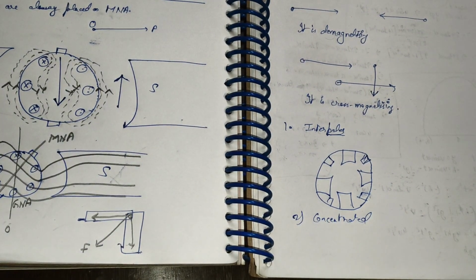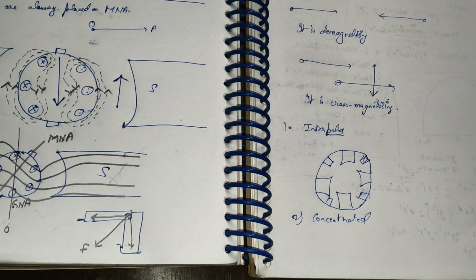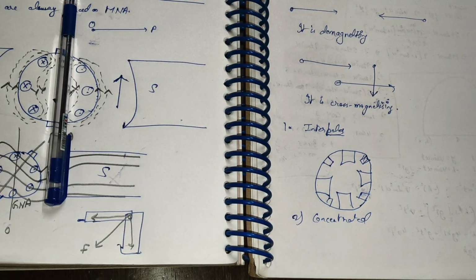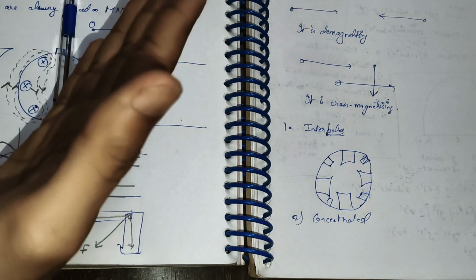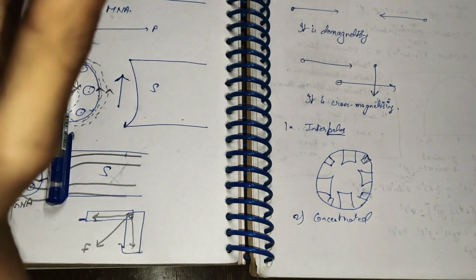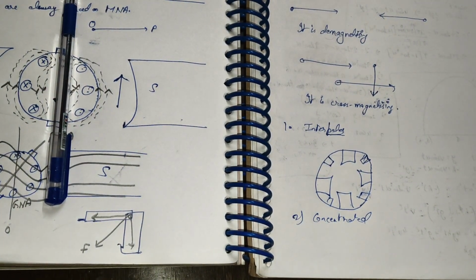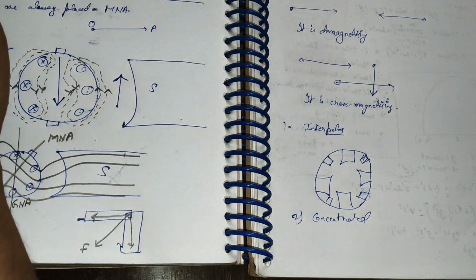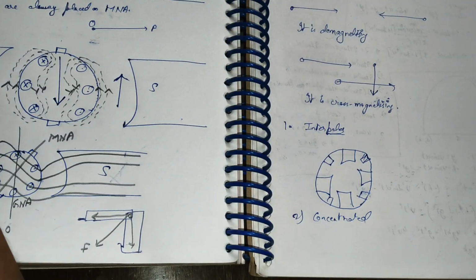Just adding some more number of turns in the field winding is concentrated winding, or focused winding, where the number of slots equals the number of turns. This will also reduce the armature reaction.